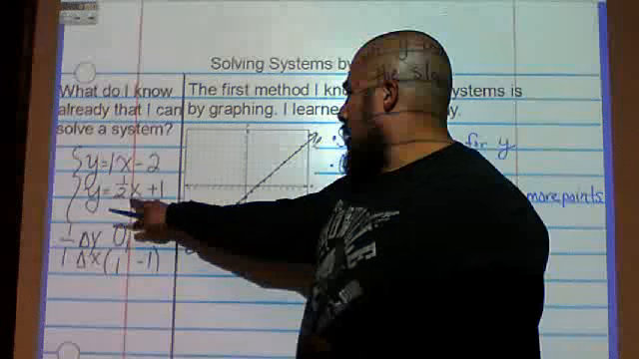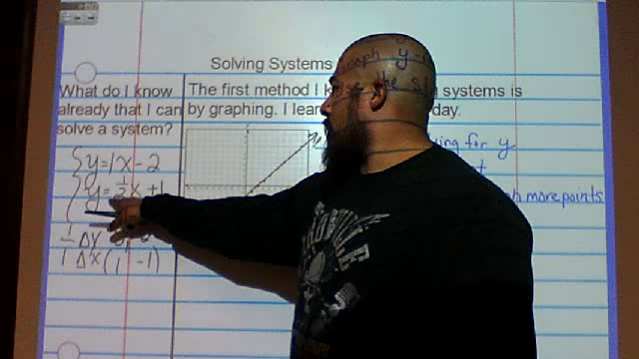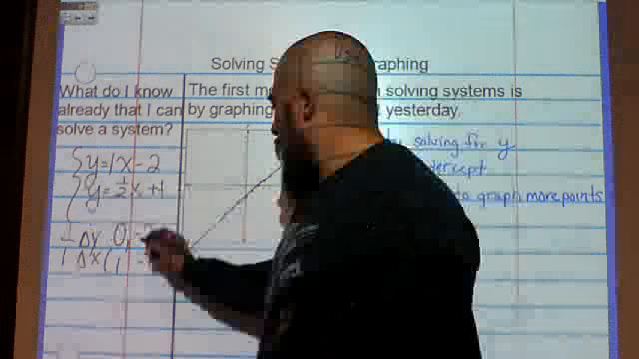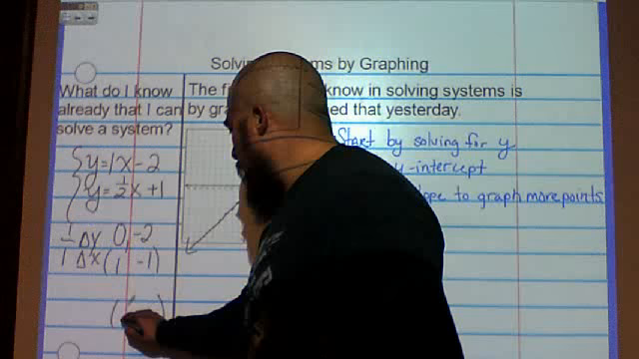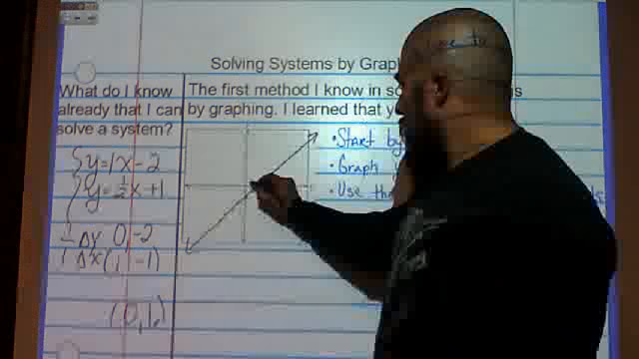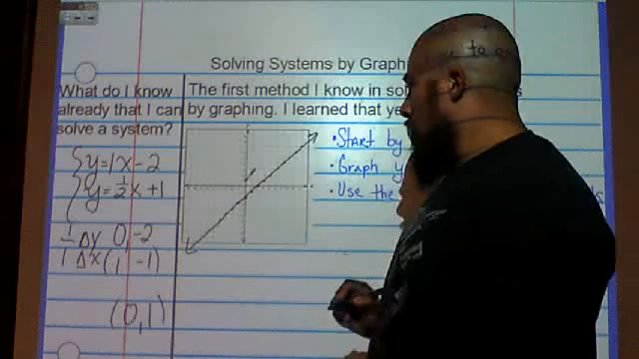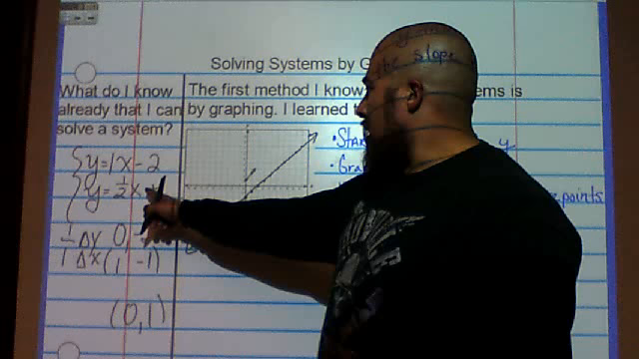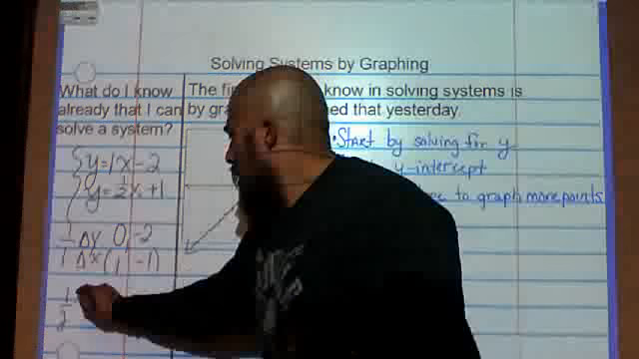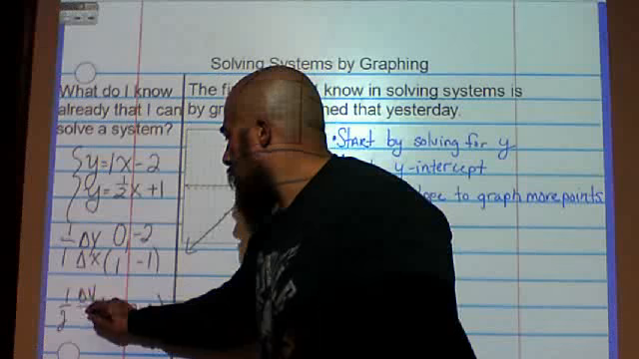This one, again, I solve for y. I plug in (0, 1). I'm going to go ahead and write this right here. (0, 1). Right there. My slope is already in fraction form. It's 1 over 2. Change in y over change in x.